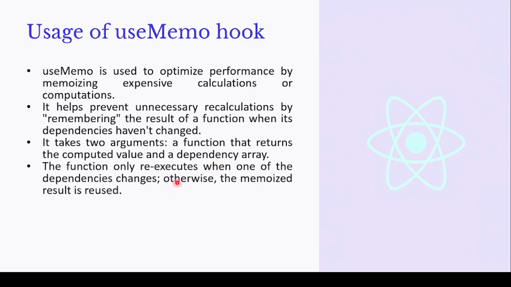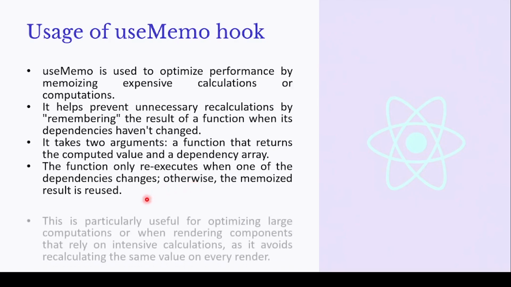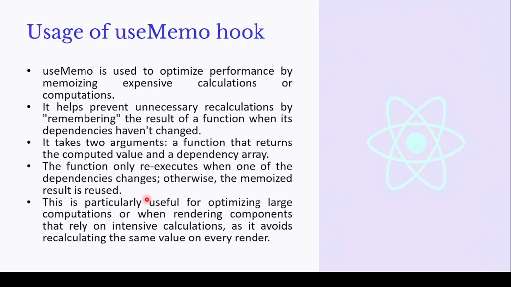The function only re-executes when one of the dependencies changes. Otherwise, the memoized result is used. And this is particularly useful for optimizing large computations or when rendering components that are dependent on intensive or complex calculations, as it avoids recalculating the same value on every render.